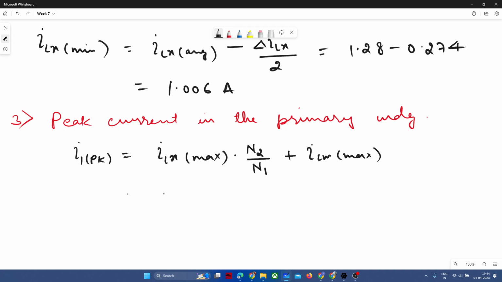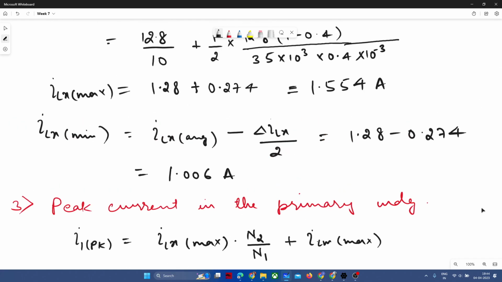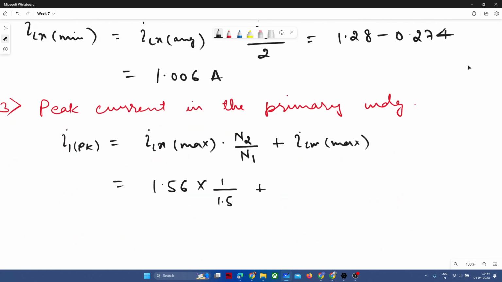Yes, sir. So ILX max is 1.56 into N2 by N1, which is 1.1 by 5, 1.5, plus ILM max. Have we computed ILM max? No, sir. So I haven't computed ILM max. It is VDC into DTS by LM. It is quite straightforward: Vs into D by F LM, so dVs by FLM I can write.